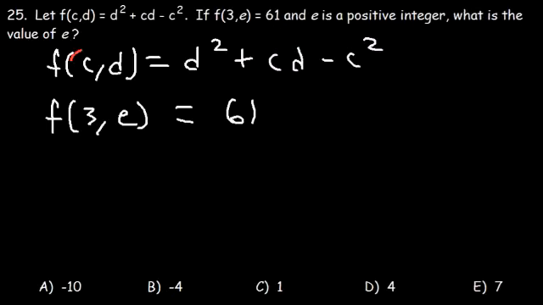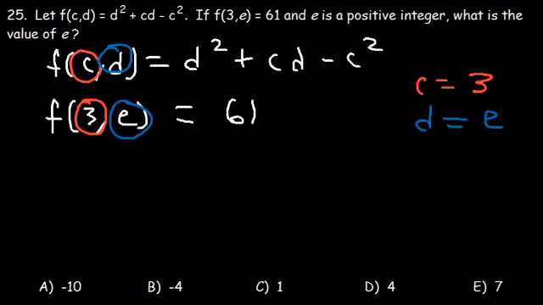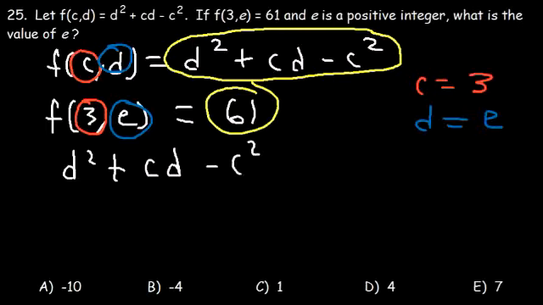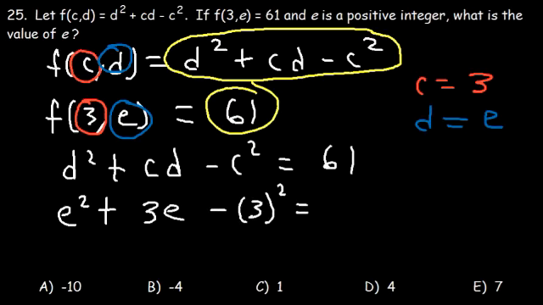Now notice that c is equivalent to 3. And notice that d is equivalent to e. And also, the right side of the first equation is equal to the right side of the second equation. So we can therefore make the statement that d squared plus cd minus c squared is equal to 61. And we can replace d with e and c with 3. So instead of writing d squared, we're going to write e squared plus, and then we're going to replace c for 3, so 3 times, instead of writing d, we're going to write e again, and then minus c squared, or 3 squared, and that's equal to 61.